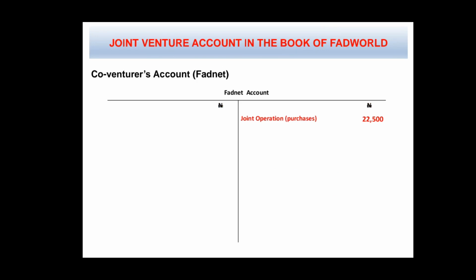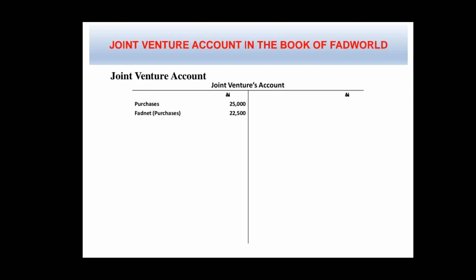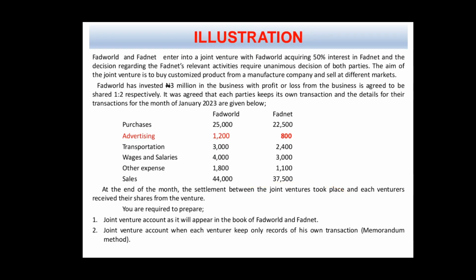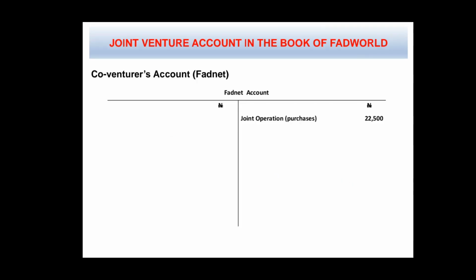We have advertising. Fadward 1,200. So we go to the joint ventures account. Advertising 1,200. So for Fadnet, how much is advertising? That is 800 naira. So we go back to the joint ventures account. Then we have Fadnet in brackets advertising 800 naira, while the corresponding entry goes to the Fadnet account, that is joint operation advertising 800 naira.